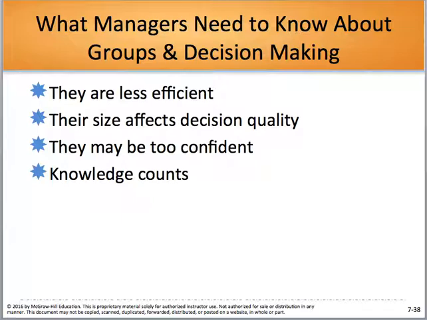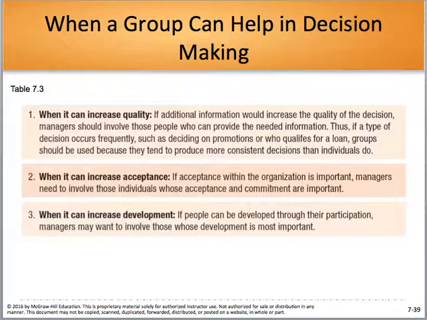Size does impact decision quality. They can be too confident and cocky and arrogant. It can lead to arrogance. And knowledge does count. When a group can be very beneficial is when it can increase quality. It can increase acceptance and development. And what that means is that if you can have extra information that can help bring about better quality decisions, then you should involve those people who can help provide you that information.